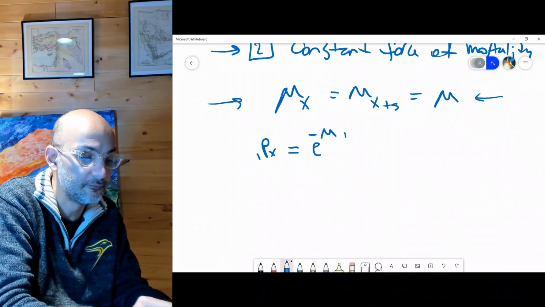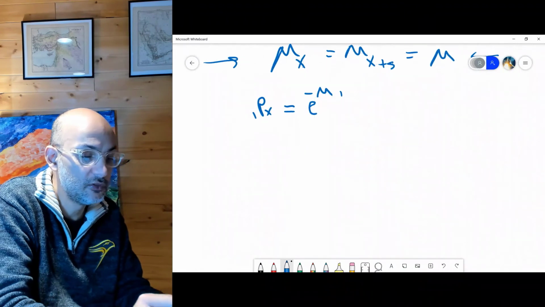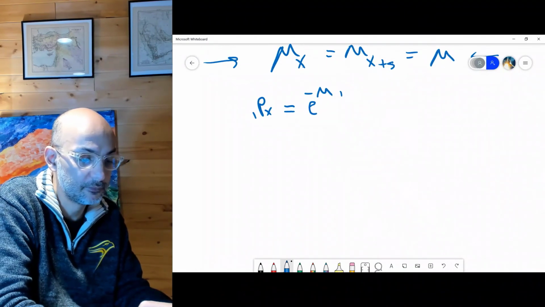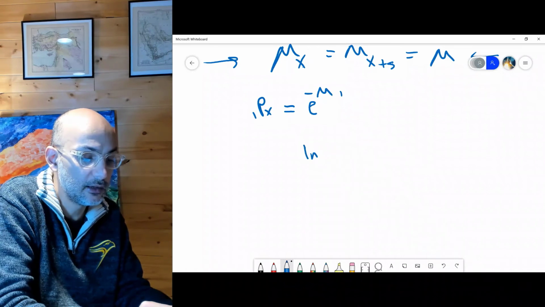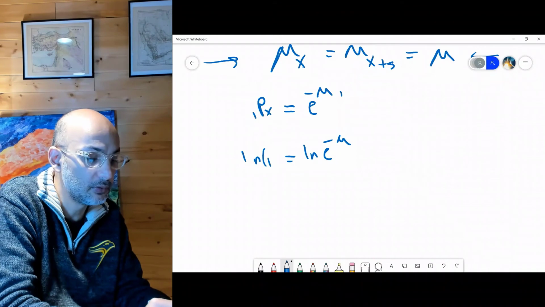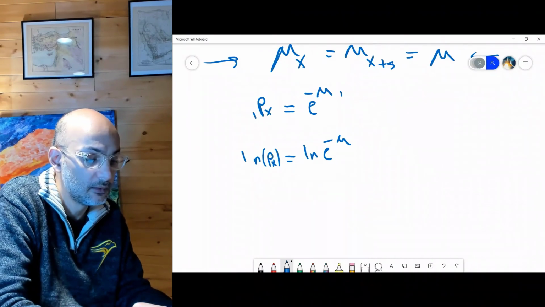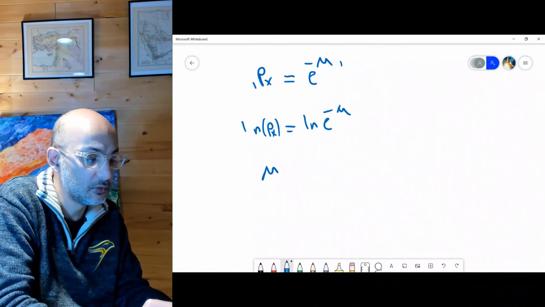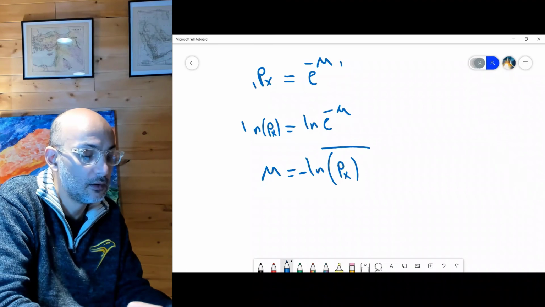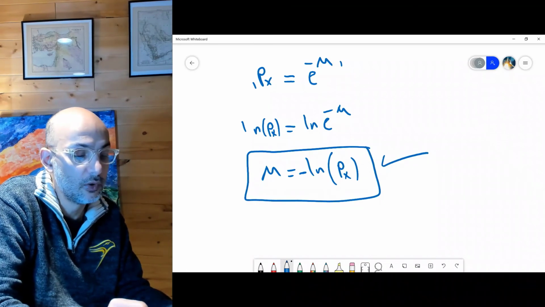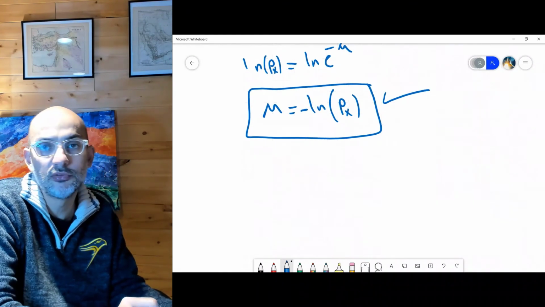It's easier, right? So now if you take ln of e^(-mu), we want to find the mu. So mu, if you take ln of e^(-mu), is equal to ln px, right? This cancels out. So mu is minus ln px, right? It's very good. So once you find mu, then you can compute many other things.